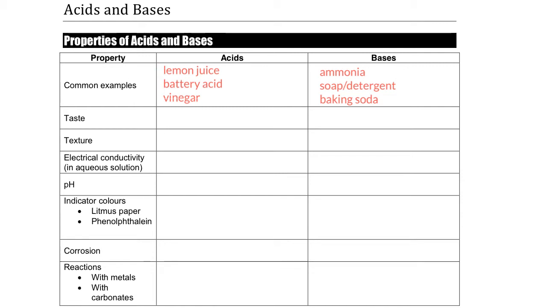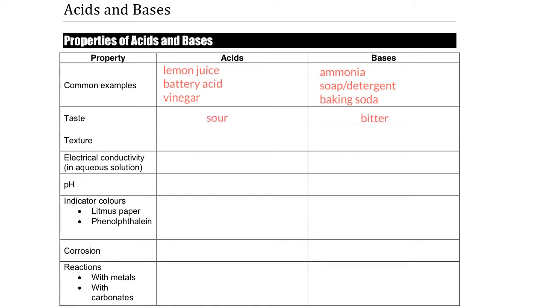Those are all types of acids. On the base side, we have ammonia. So this would be what's typically in window cleaner, like Windex. You've got soap and detergent, and baking soda. So that reaction between vinegar and baking soda is an acid-base reaction, which we'll talk about in a later lesson.